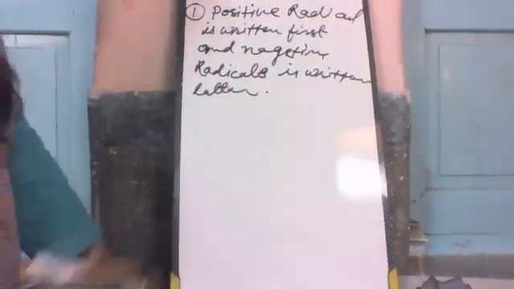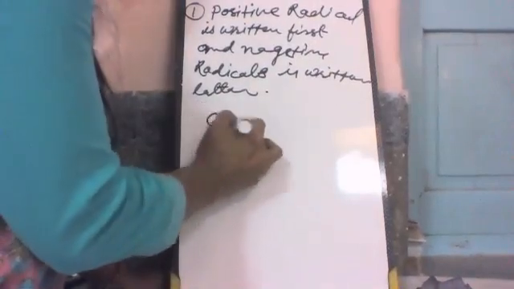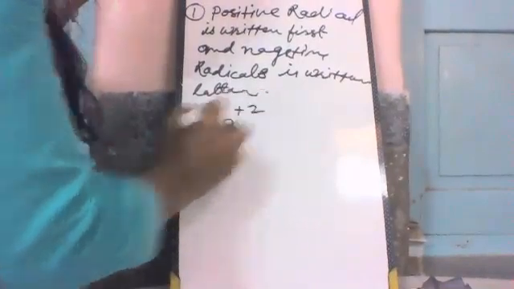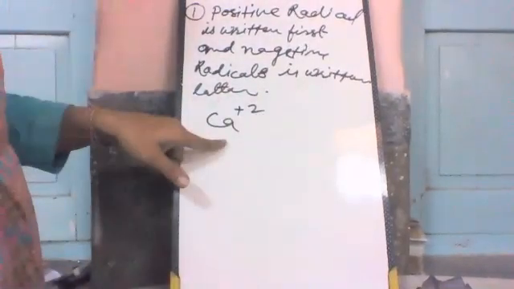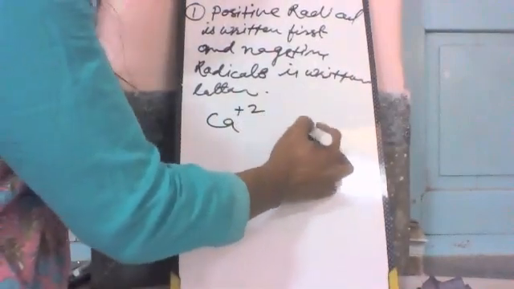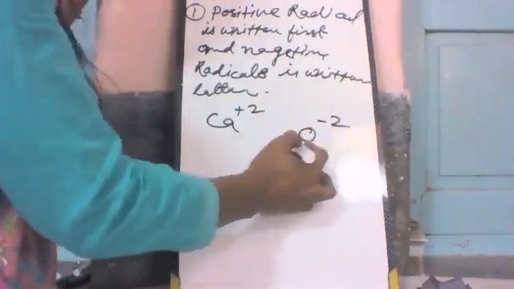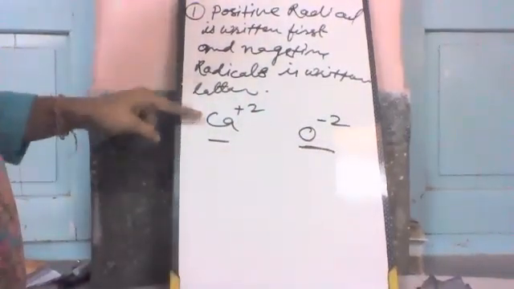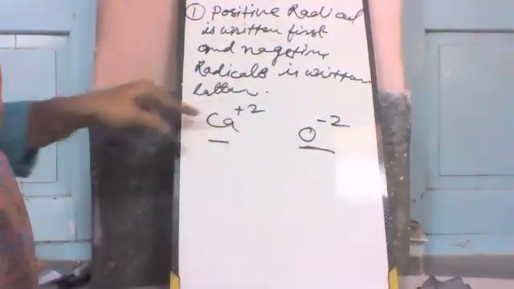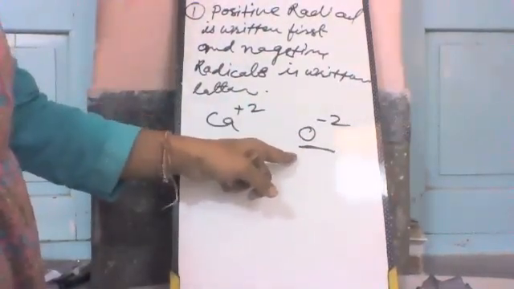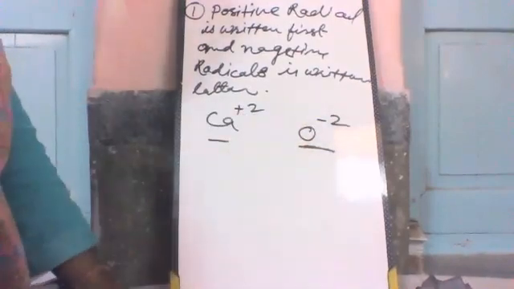Suppose we have to write calcium oxide. Then we have to write calcium first because it has the positive valency +2, and then oxide, and write the negative valency of oxide later. First we have to write the positive radical with its valency, then the negative radical with its valency.